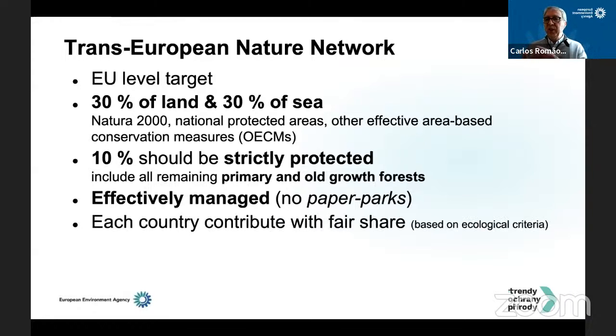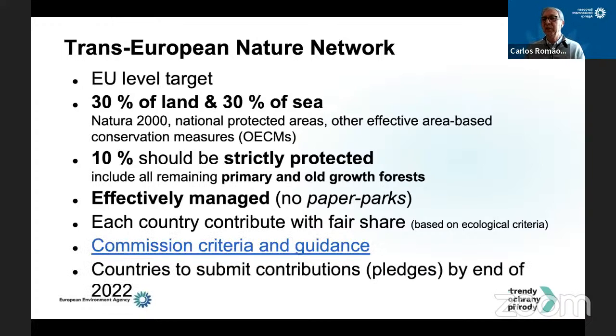So this is an EU target, but each country should make its own contribution to this 30%. It doesn't mean it has to do 30% at the country level. It's the EU level that has to reach this 30%. The Commission has developed some criteria and guidance, and under the name there is a link. And until the end of the year, the countries have to submit pledges, or the contributions they will make for this target.